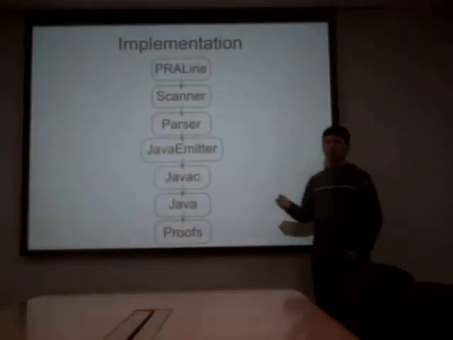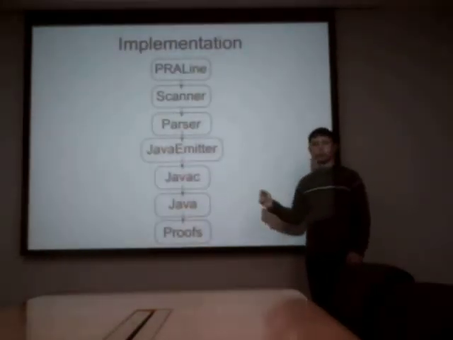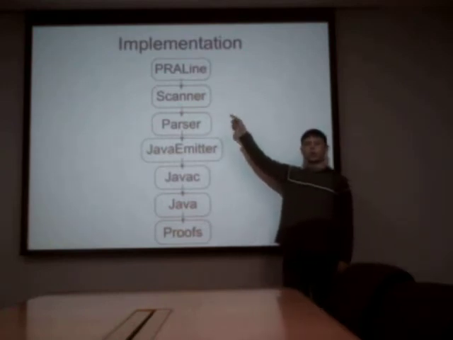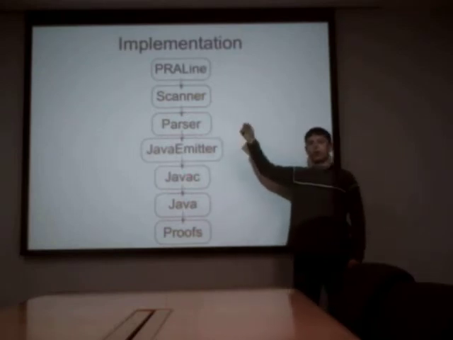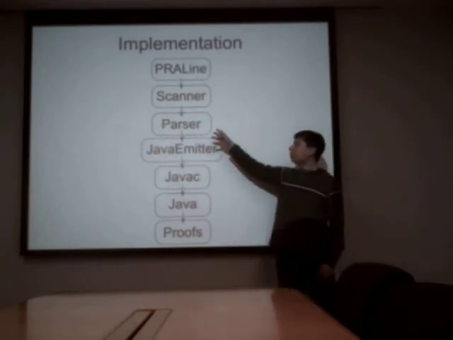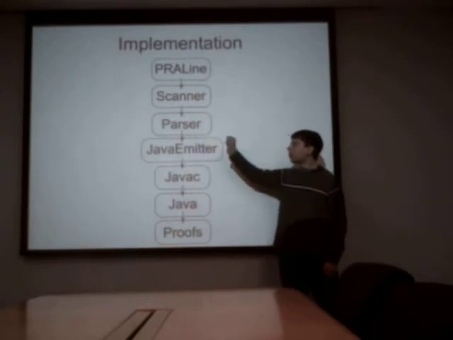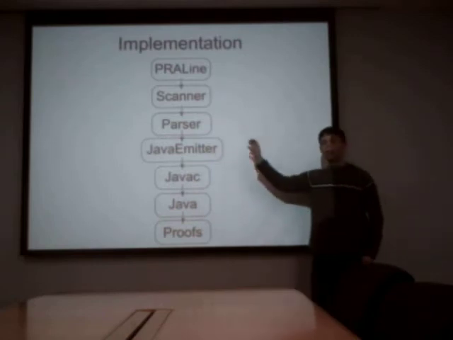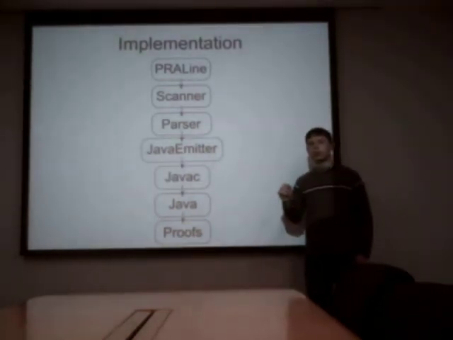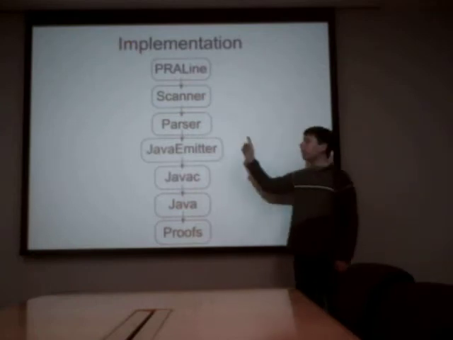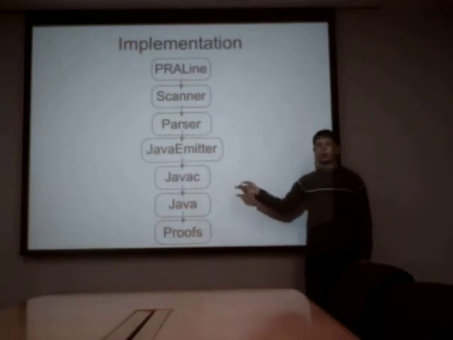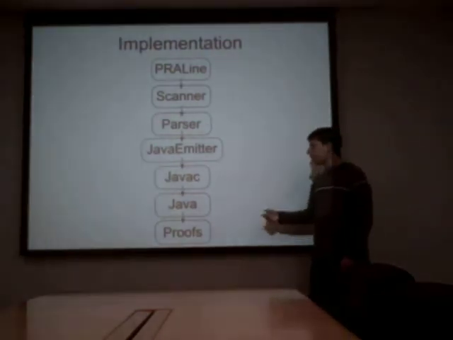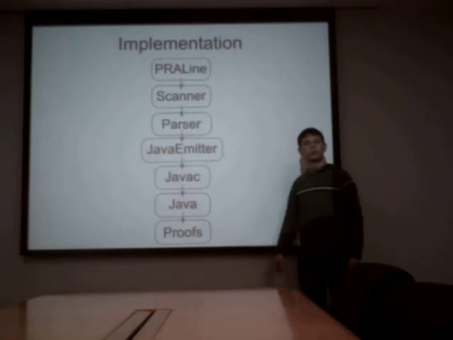So how do we implement a tool chain that allows us to go from PRALine code to the proofs I showed a second ago? Well, first, we take PRALine code and we use a scanner to chop it into tokens. Those tokens can then be grouped into non-terminals using a parser. That creates an abstract syntax tree, which is visited by our Java emitter. That Java emitter outputs Java code, which implements the primitive recursive functions defined in the PRALine code. We then run Java on that output Java code, run Java on the output class files, and now the runtime of Java will output our proofs.